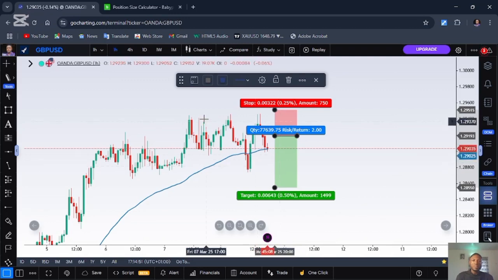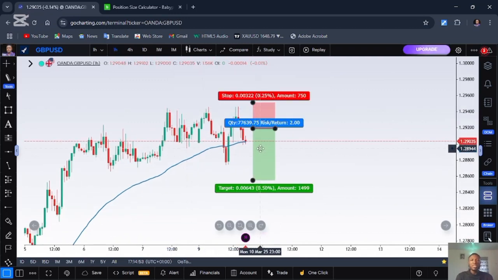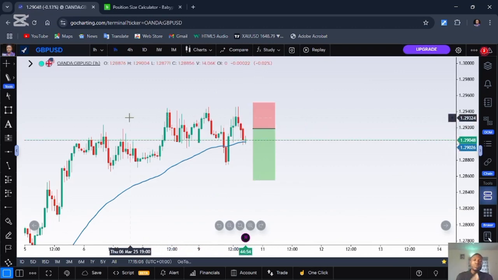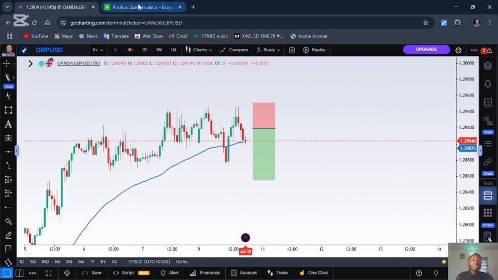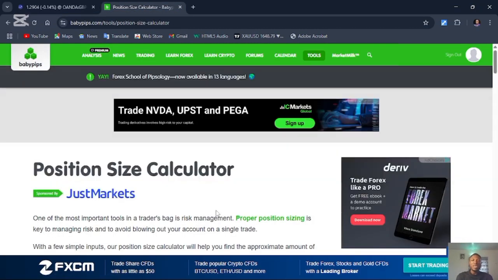Let's say, for instance, I go into this trade with $1,000. I am only willing to risk 2% of $1,000. And what is 2% of $1,000? It is $20. Now, there are so many position size calculators out there, but the one I love using, and the one I will recommend that is easy to use if you're a total beginner in forex trading, is the Baby Pips position size calculator.